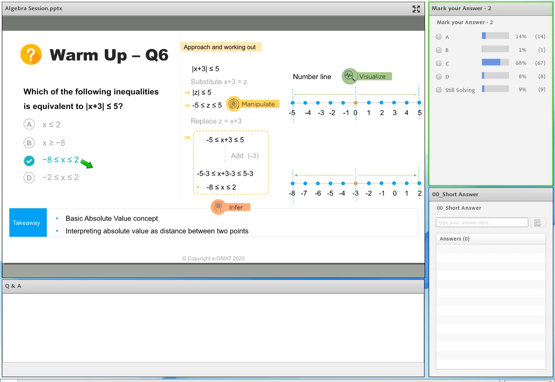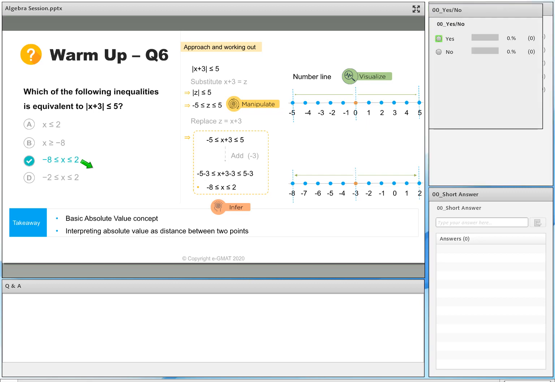Okay, so I'm opening the yes/no poll here. Tell me if this method makes perfect sense to you. The chat box is also open if you want to talk to me and ask something specific about this. For the people who are saying no, please use the chat box to tell me what exactly is confusing you here. This is the most basic of absolute value questions.